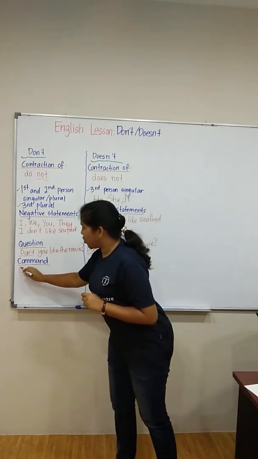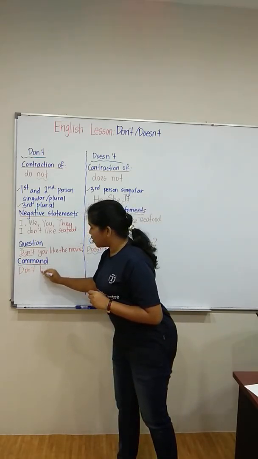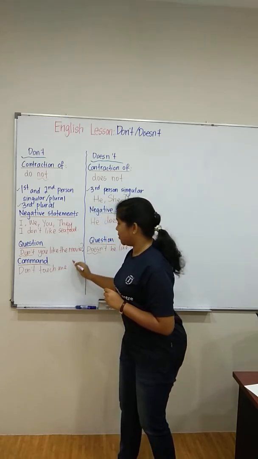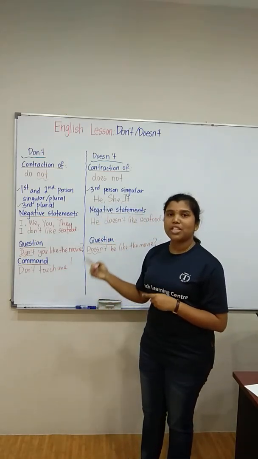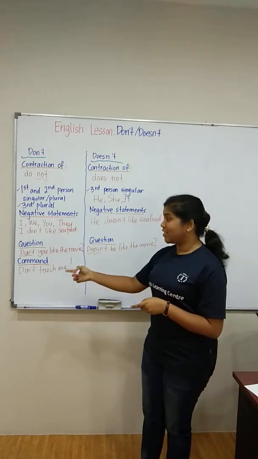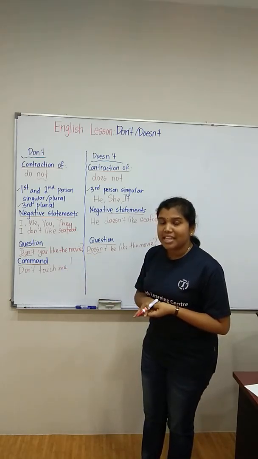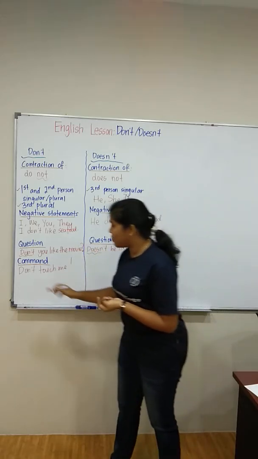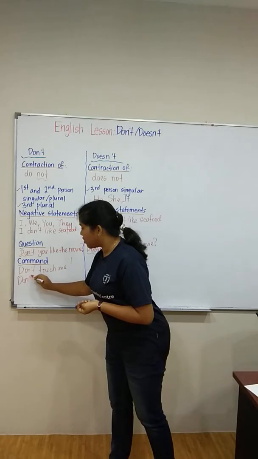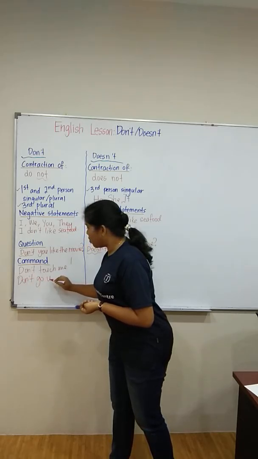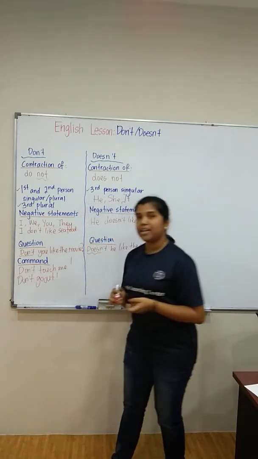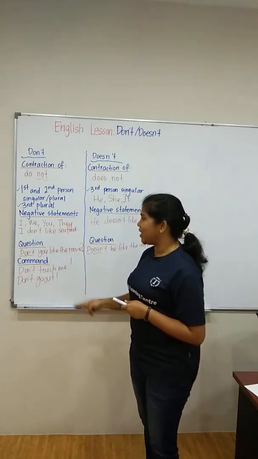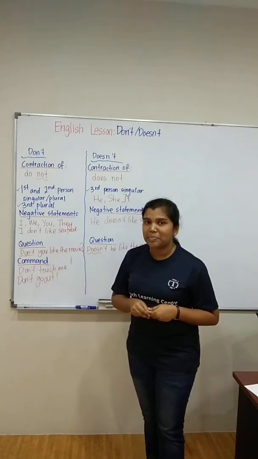Example, don't touch me. I have an exclamation mark here. Don't touch me. This is a warning. This is a command. This is an instruction that I need you to follow. That is a command. One more example. I can say don't go out. Prohibiting a person from doing something. That is the usage of don't as a command.